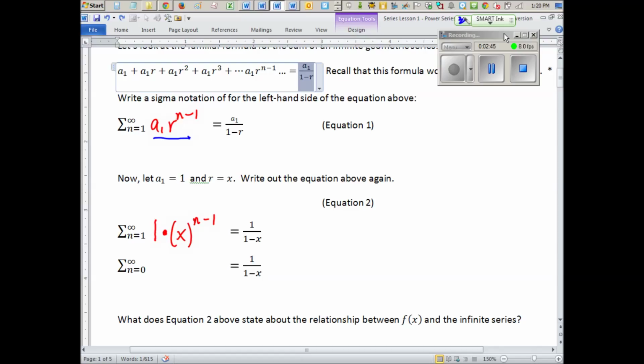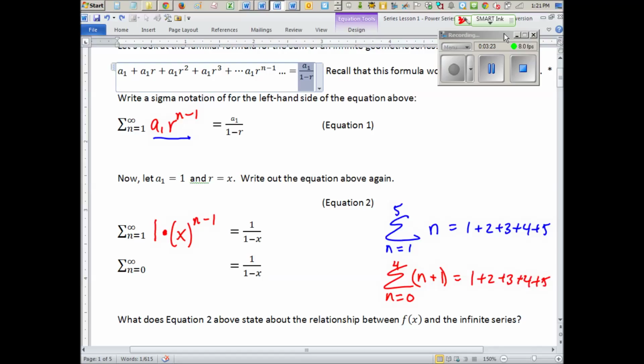Now you guys know from your work with sigmas back in pre-calc, or at least algebra 2. Let's say the teacher gave you this problem: n equals 1 to 5 of n. What does this mean? This means you plug in 1, you plug in 2, you plug in 3, you plug in 4, you plug in 5, you add it all up. And then sometimes the teacher gives you a problem where it starts at 0 at the bottom. Notice that this is the exact same problem. 1 plus 2 plus 3 plus 4 plus 5. Isn't it the same exact problem?